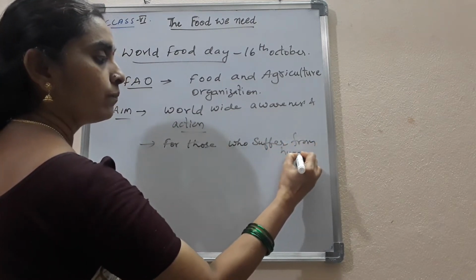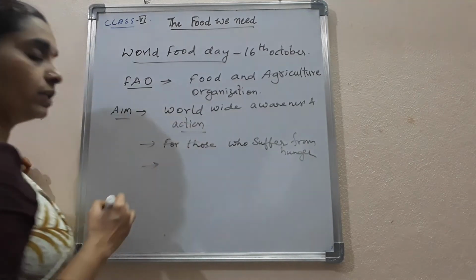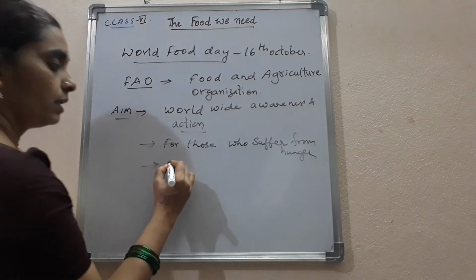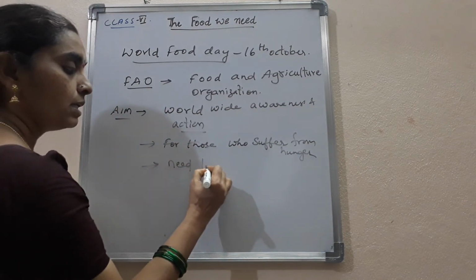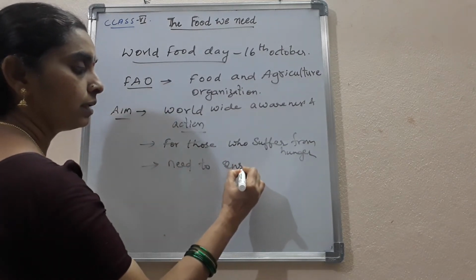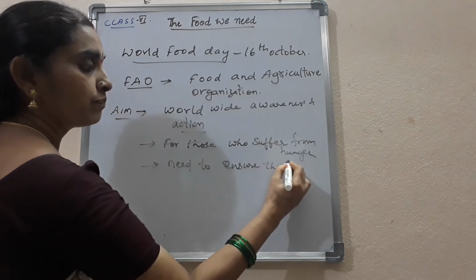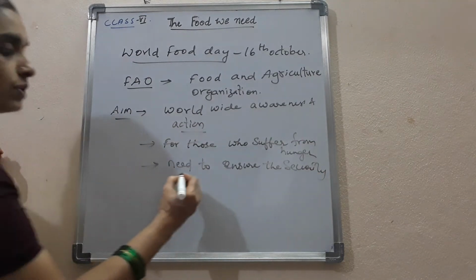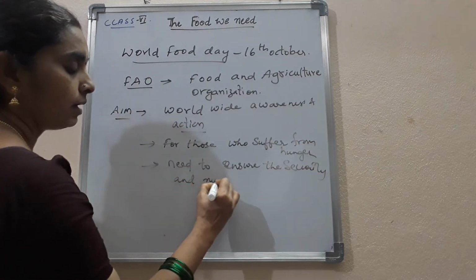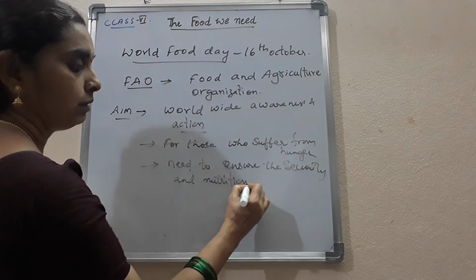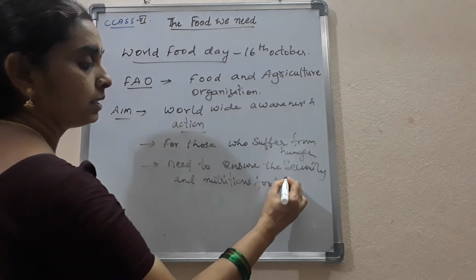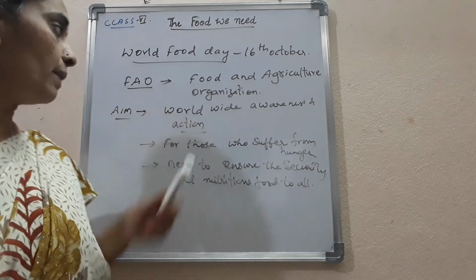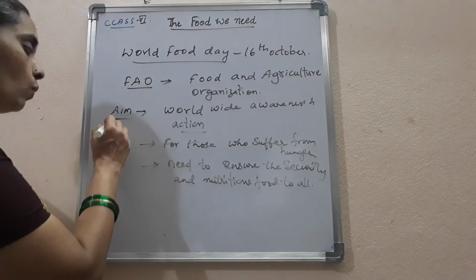And it also aims to ensure security and nutritious food to all, to all those who are in need of food. So that is the main aim of FAO.